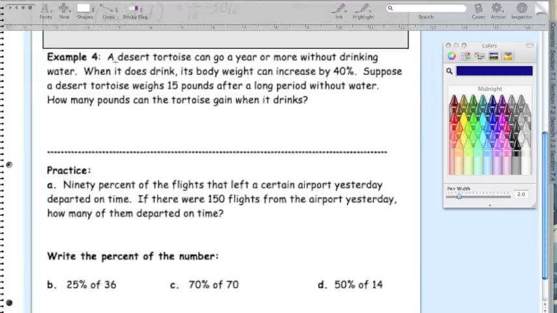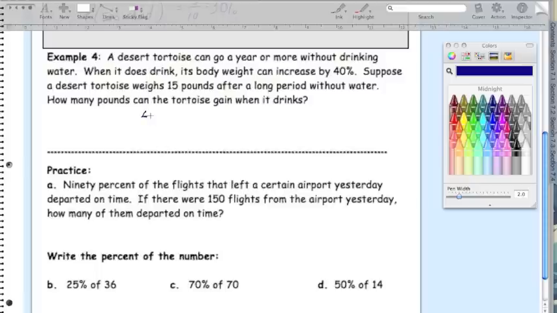Example 4. A desert tortoise can go a year or more without drinking water. When it does drink, its body weight can increase by 40%. Suppose a desert tortoise weighs 15 pounds after a long period without water. How many pounds can a tortoise gain when it drinks?